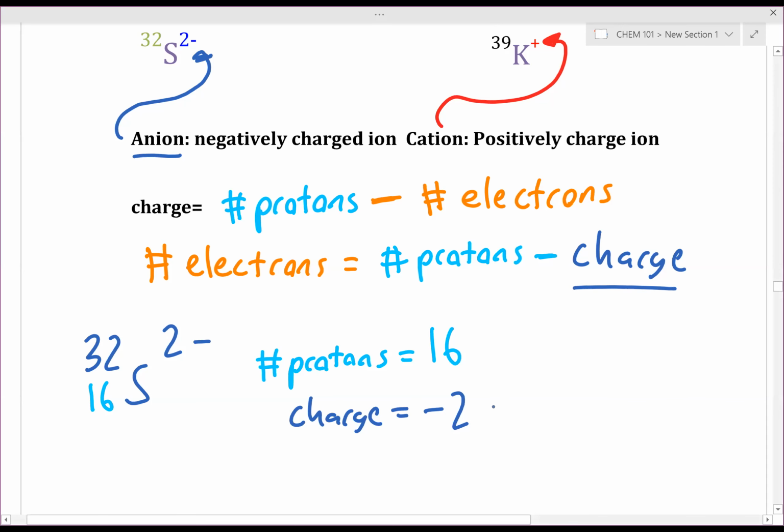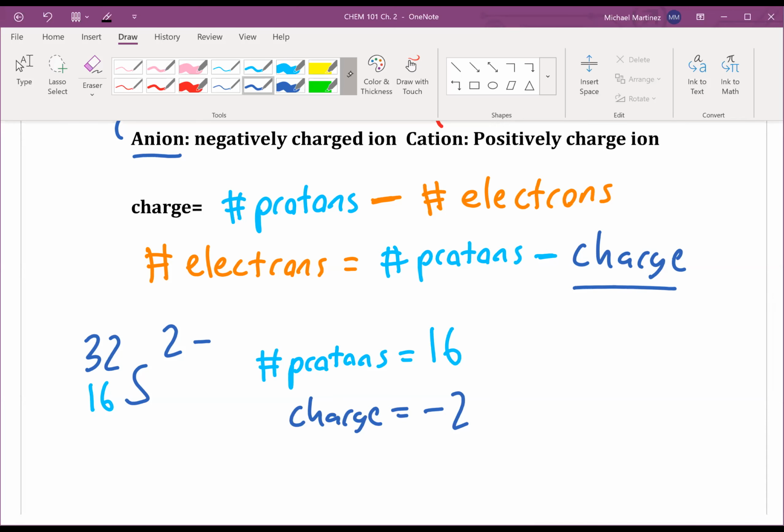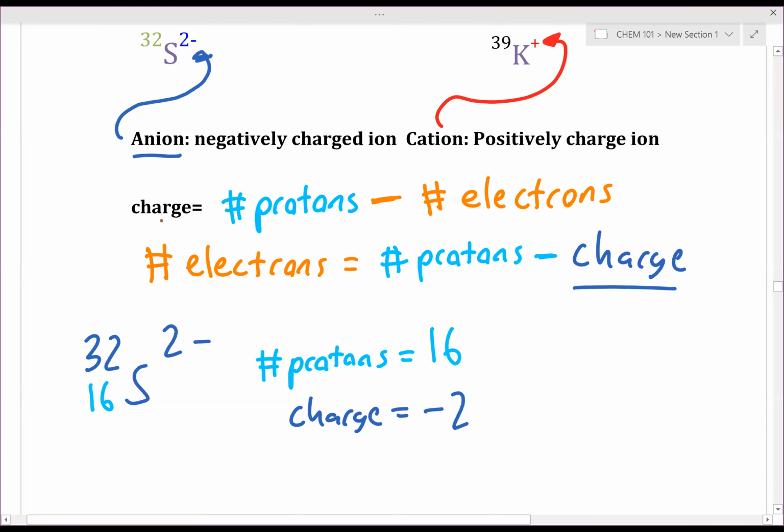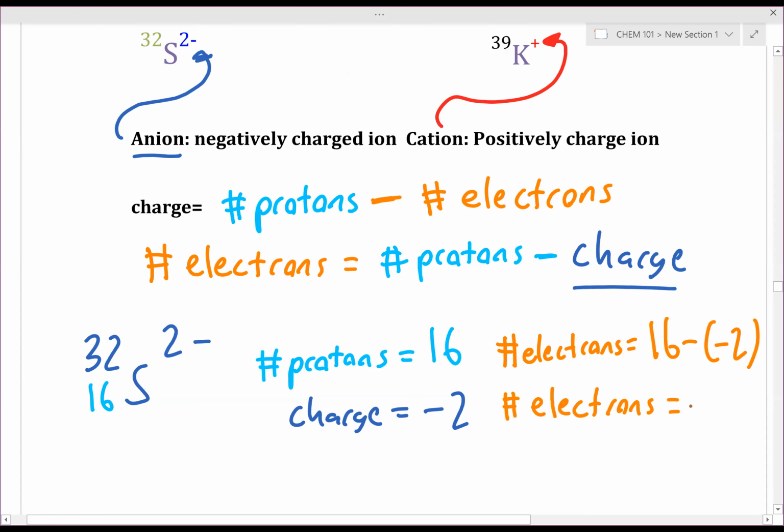Okay, so do we have enough information to calculate the number of electrons? Yes. Okay, so then solving that, so our number of electrons is equal to our protons, which is 16, minus the charge, which is -2. If we're subtracting a negative number, that's the same as addition. So 16 plus 2 gives us 18 electrons to work with.